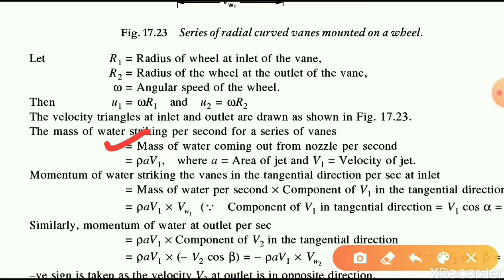So the momentum of the water striking the vanes in the tangential direction per second at inlet will be equal to the mass of water per second multiplied by the component of the velocity v1 in the tangential direction. The component of velocity v1 in the tangential direction, that is the x direction, is vw1, as stated above. So the momentum of this water will be rho a v1 multiplied by vw1.